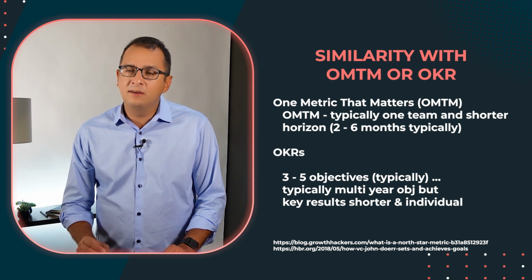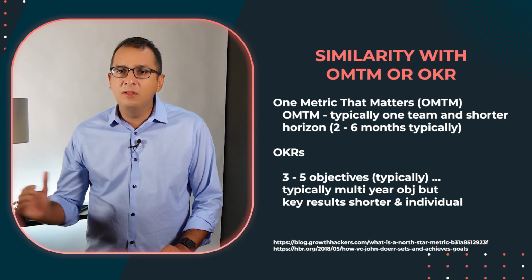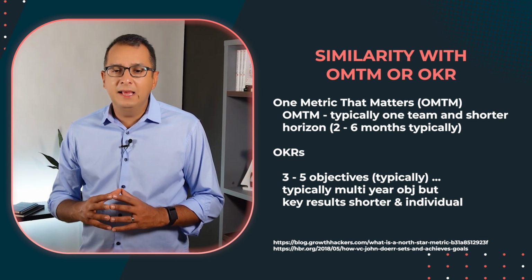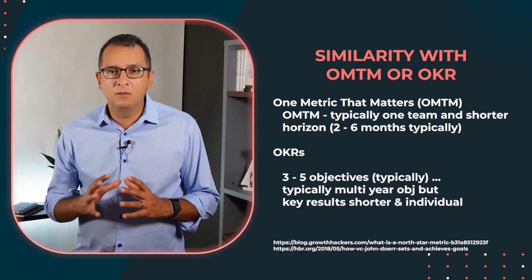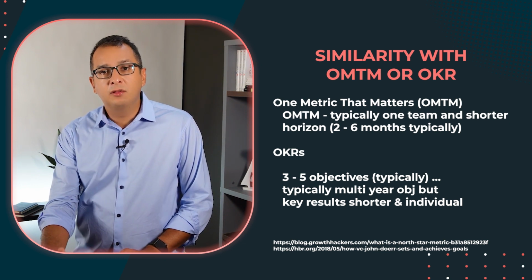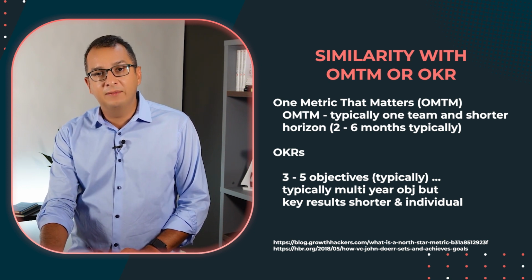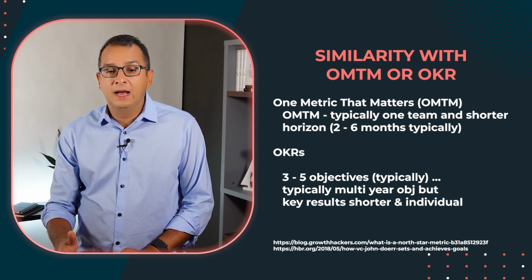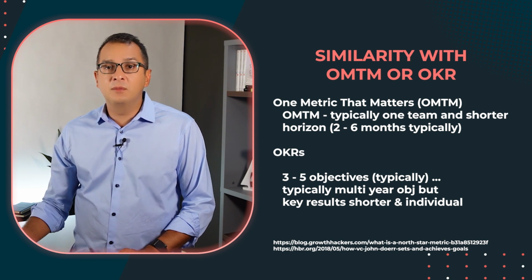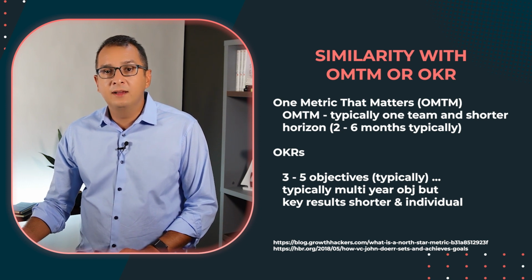So for one metric that matters, or OMTM, unlike North Star metrics, which have a very long time horizon, these one metrics that matter typically have much shorter time horizons, and they typically are constrained to one team. OKRs, on the other hand, typically would be 3 to 5 objectives, so not one thing. And typically the objective is a long time horizon, kind of like a North Star metric, but the key results would typically be, again, much shorter time horizon, like the one metric that matters. So there are certainly some similarities here, but I think it really is a little bit different as well than one metric that matters or OKR.